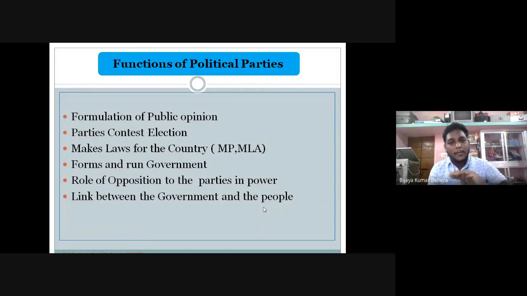Next one is their function to contest in the election. As we have already discussed, their main function is to contest in the election, because without political parties, we cannot contest in the election.